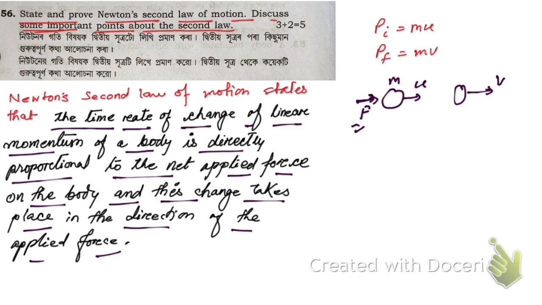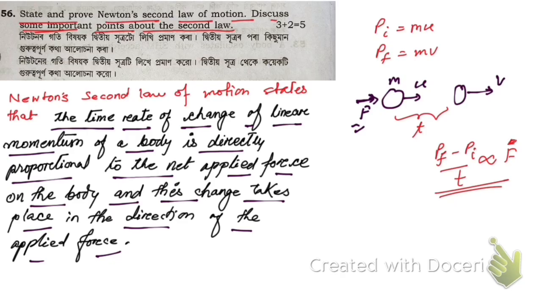And the rate of change of momentum, suppose time taken is t to change the velocity from u to v, then the rate of change of momentum will be given by pf minus pi by t, and this rate of change is directly proportional to the applied force. Okay, and this change takes place in the direction of force. So what does it mean?